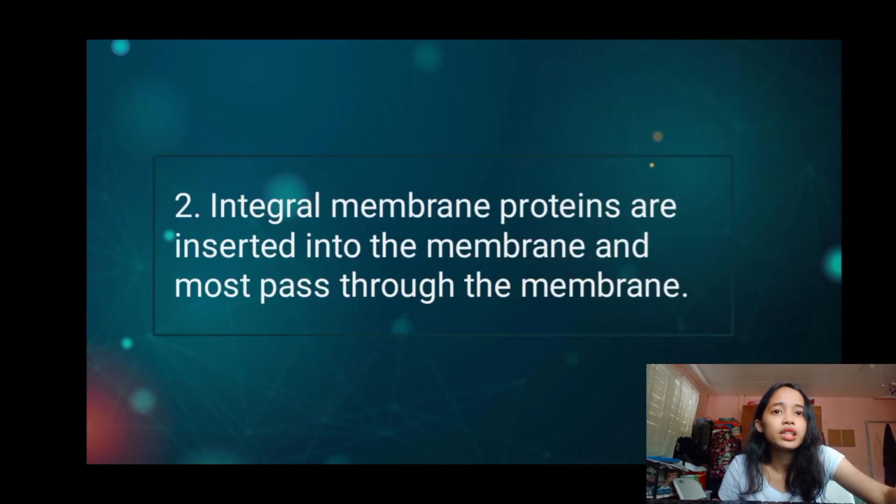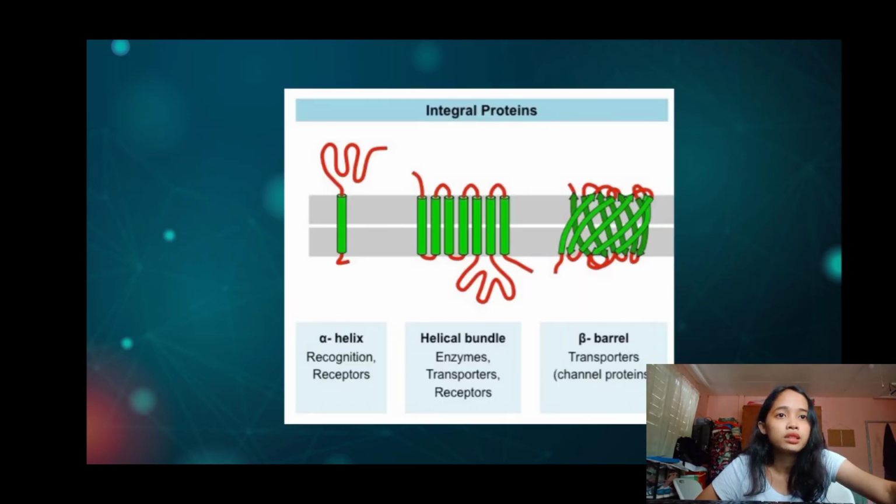So next one is the integral membrane proteins. They are inserted into the membrane and most pass through the membrane. So portions of these transmembrane proteins are exposed on both sides of the membrane, the outside and the inside. Cell membrane proteins have several different functions as well. Before we proceed to the different functions, this is the structure of the integral proteins. They have access to the inside and the outside of the cell. They are exposed to both sides.